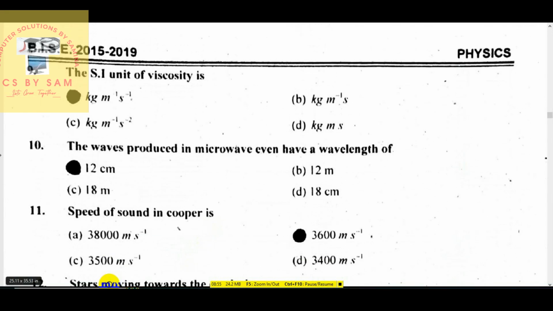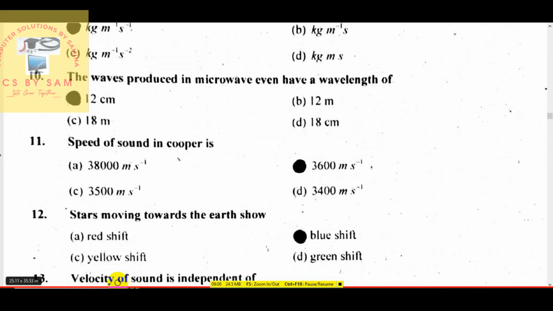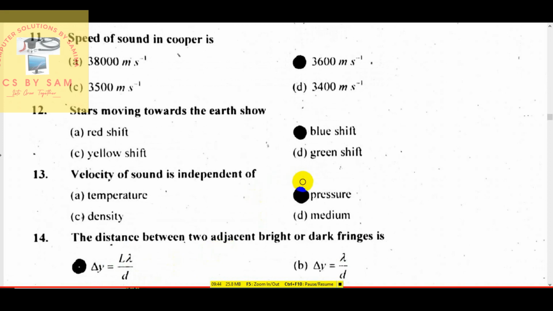The SI unit of viscosity is kilogram per meter per second. The waves produced in microwave oven have a wavelength of 12 centimeter. The speed of sound in copper is 3600 meter per second. Stars moving towards Earth show blue shift. Velocity of the sound is independent of the pressure.